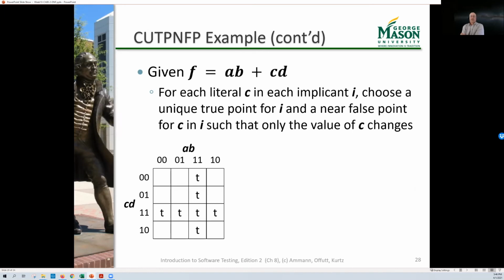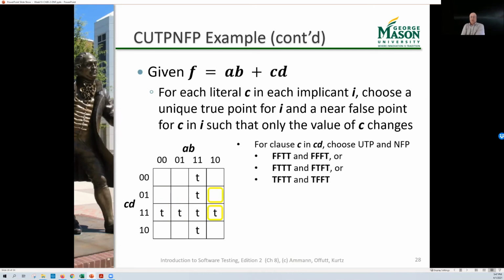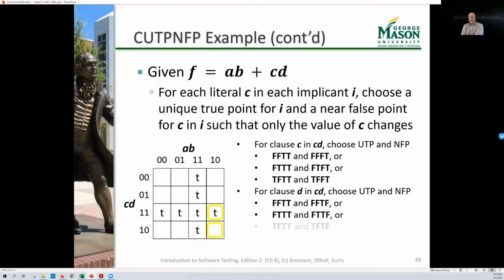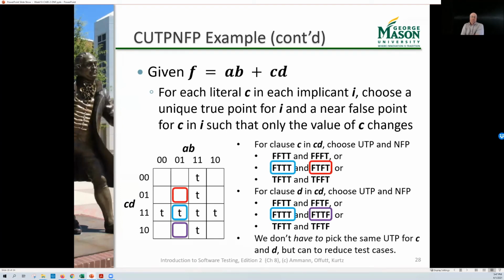So now let's look at it from the perspective of C and D. If we look at a unique true point and a near false point for C, we want to find unique true points for CD, and then we want to change C from true to false to find the corresponding near false point. So we can pick this unique true point and its corresponding near false point, or this one, or this one. And if we look at D, we can pick this unique true point and its corresponding near false point, or that one, or that one. And so again, we'll just pick ones where we're able to reuse the unique true point so that we can collapse our 4 test cases into 3.